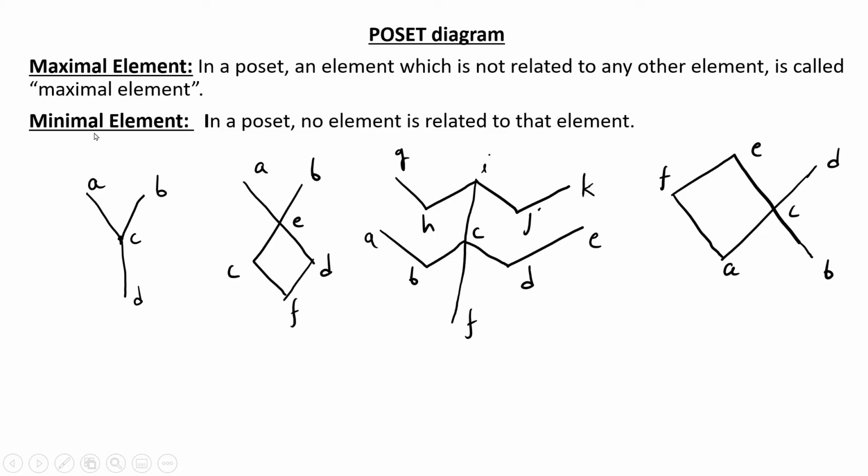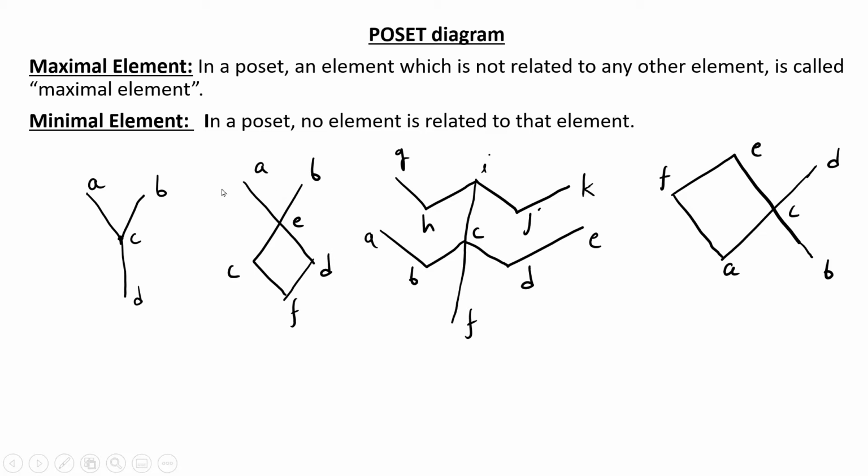Then a minimal element in a poset is one to which no element is related. Like here, D is related to C, so obviously D is also related to A and D is also related to B. That is, no element is related to D. So that's why in this poset diagram, D is a minimal element.